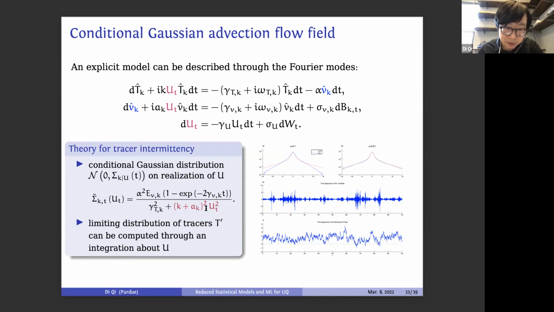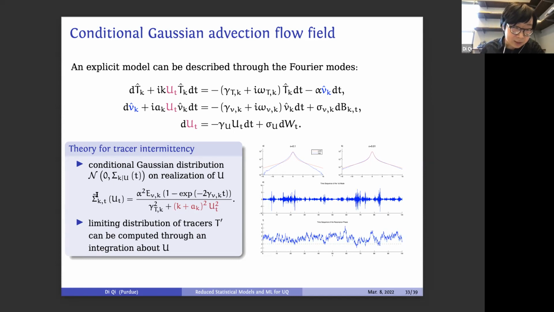But there could be an occasional case when the value of capital U goes near 0, then the denominator will be an extremely small value, which ends up with a very large covariance from this formula. As we can see from this test plot, the last row is the time series of the velocity, and the middle row is the time series for the tracer field. And we see every time the velocity approaches 0, extreme events are triggered.